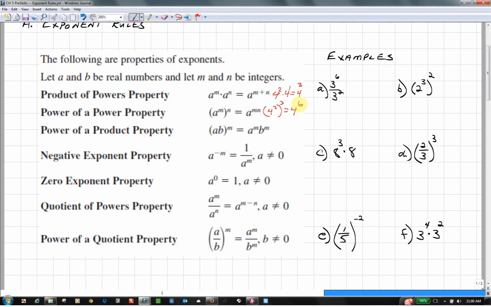If I have two different bases and they are both in parentheses to a power, then that power distributes. An example would be (xy) squared. That would be x squared y squared.